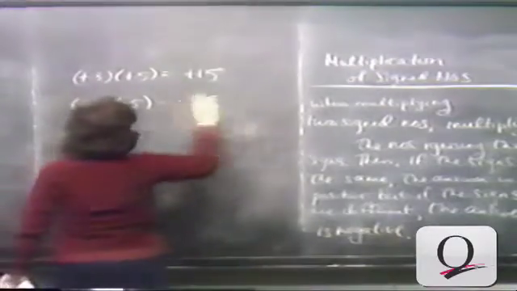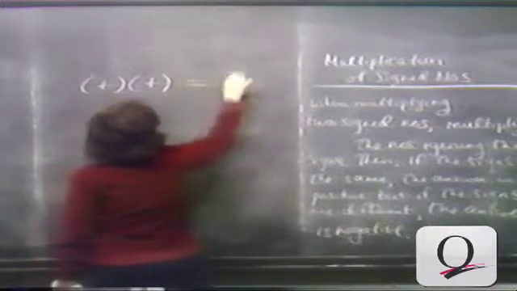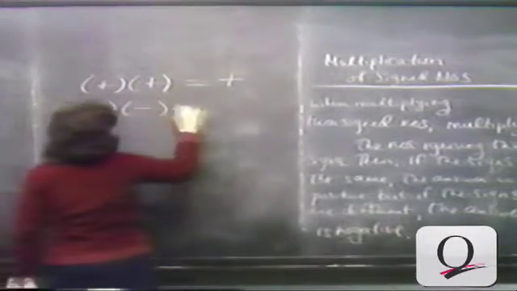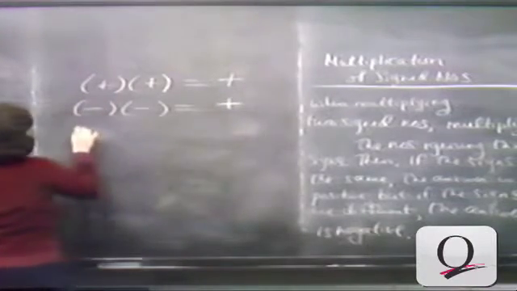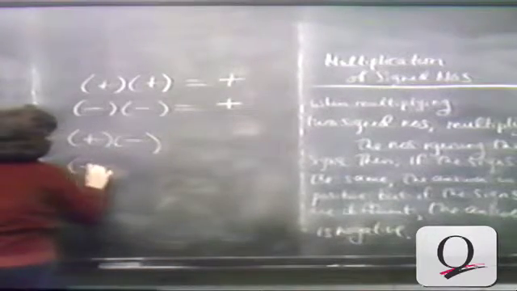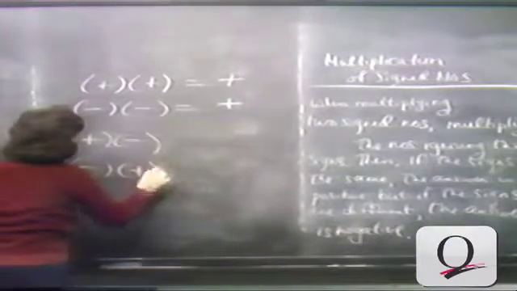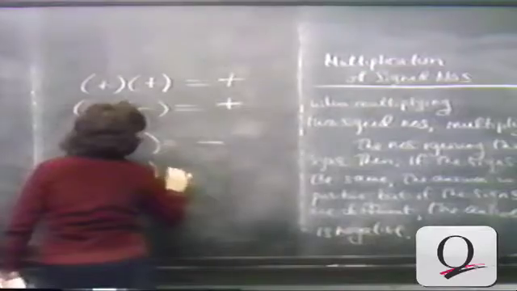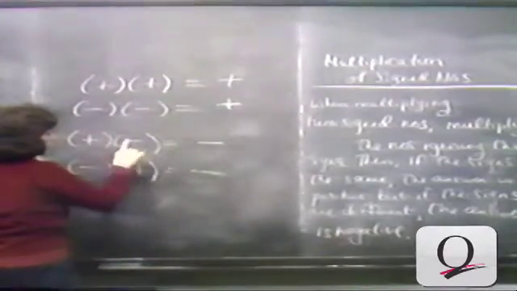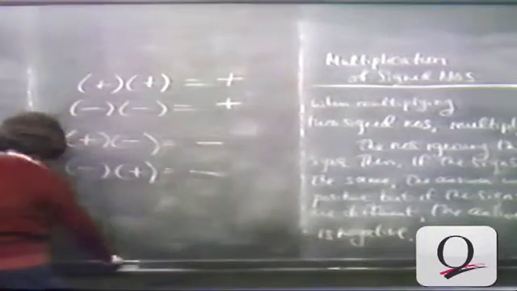It might help you to write down the rule in the following form. When you're multiplying a positive times a positive, the answer is positive. When you're multiplying a negative times a negative, the answer is positive. When, however, you multiply a plus by a minus or a minus by a plus, the answers are negative. Same signs, the answers are positive. Different signs, the answers are negative.